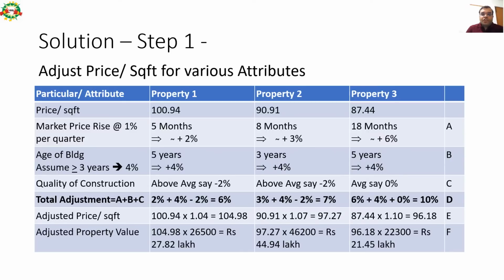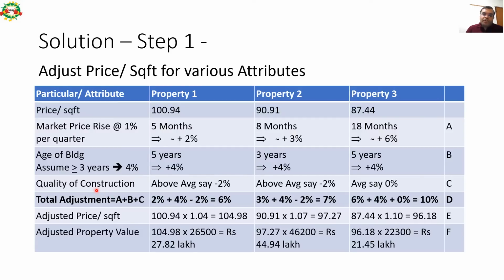Since our property is a new property, we have to increase these prices by say 4%. Property number 1 was 5 years old at the time of sale, property number 2 was 3 years old, and property number 3 was 5 years old. Since our property is new, it will fetch higher prices compared to this sample data. So we have to increase these prices by 4% as per the assumption: if the age of the building is more than 3 years, then we appreciate prices by 4%.